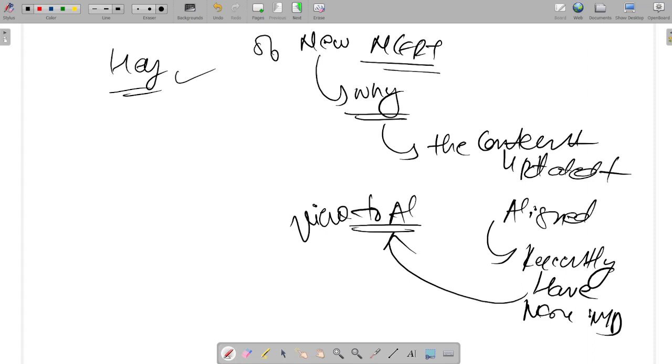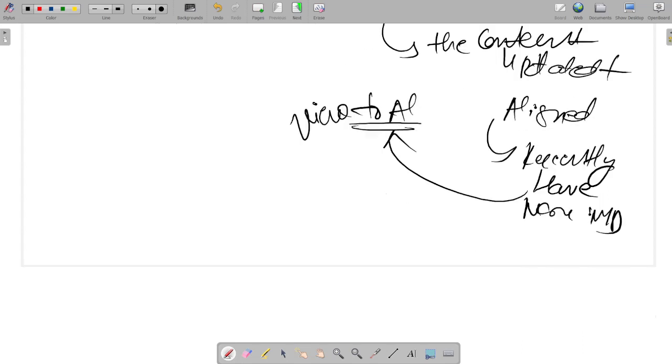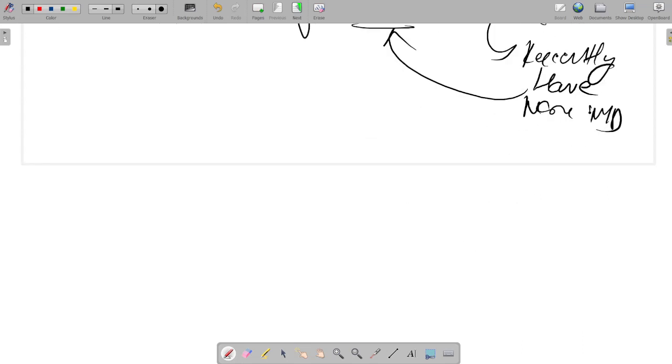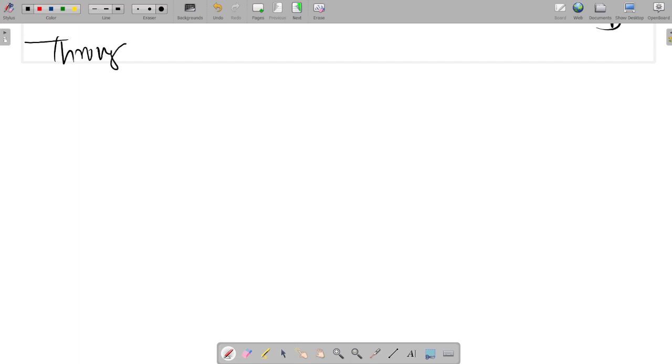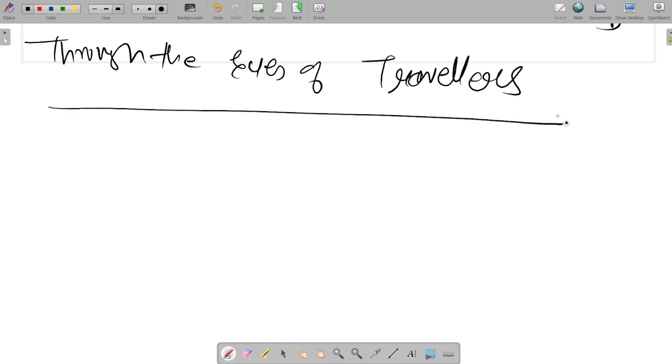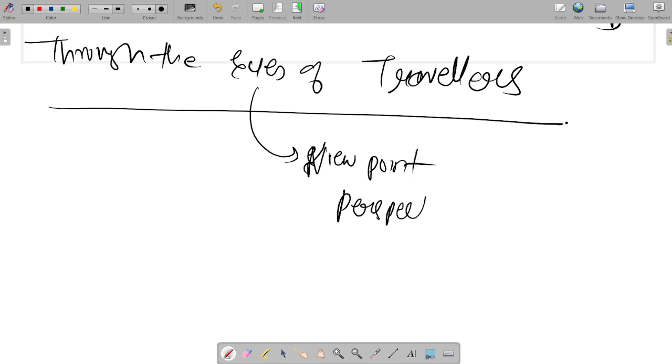This is theme 5, rather chapter 1, Through the Eyes of Travelers. This chapter is based on the theme of eyes of travelers, that is their viewpoint, their perspective, neutral or biased, both are dealt here.